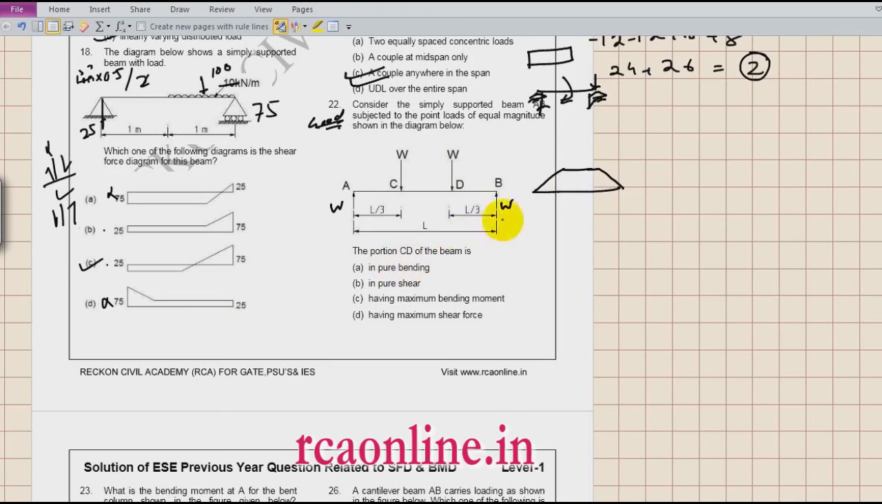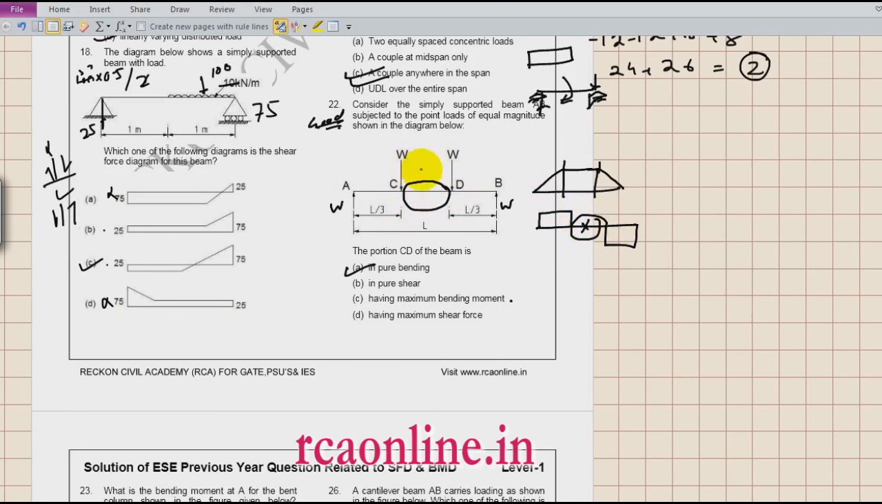Now the portion CD is in pure bending, and its shear force diagram will be like this. So having maximum bending moment, is it okay? This option is correct, but this option is the most correct. I tell you why. This is not just a question, but an experiment which we do in RCC. Wherever we require pure bending, this is the portion which has pure bending because shear force is 0. So there is no effect of shear force in this part.